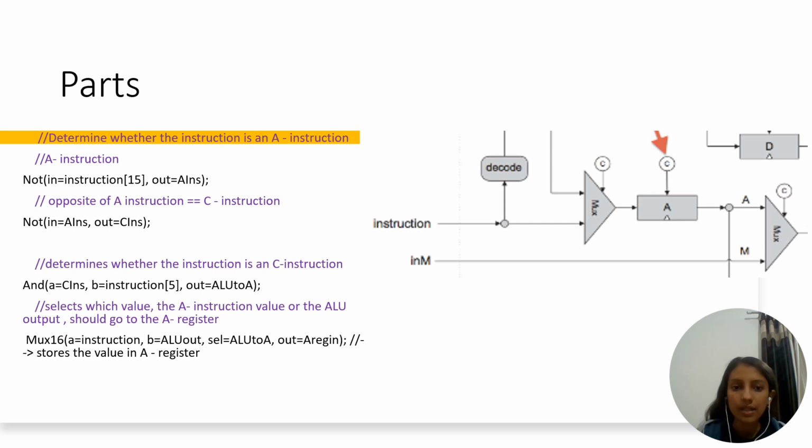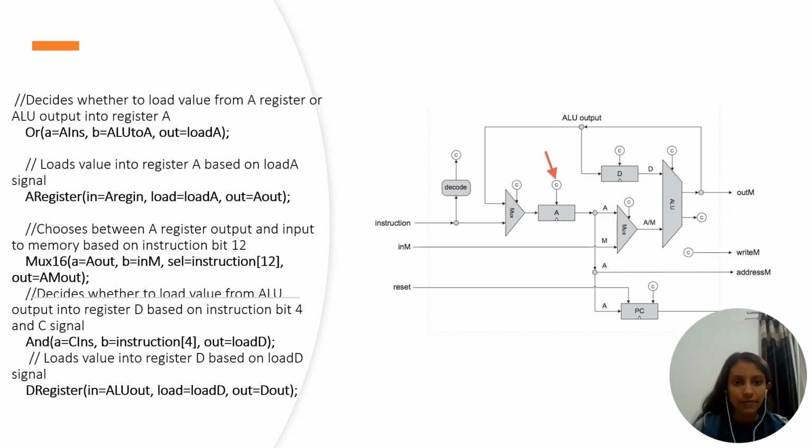Then we have Mux 16. It basically decides what is to be stored in the A register using the output of the AND gate. On the basis of the AND gate, the Mux will decide what is going to be stored in A. Next we have the OR gate, which basically decides whether to load a value from the A register or the ALU output. As we can see in the diagram, the output of the ALU is coming back to be loaded in the A register and D register.